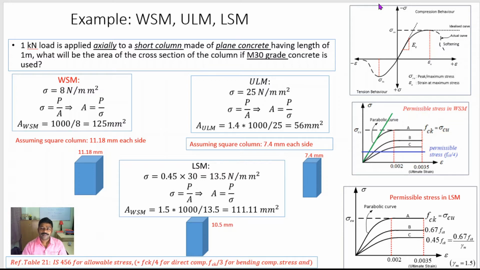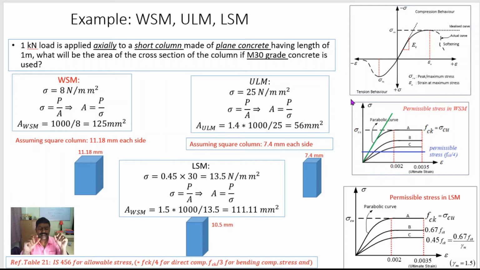Now as per our working stress design philosophy, we should consider up to the linear part of the graph. Linear part means if you draw a tangent on the initial portion of the stress strain curve of the concrete, that part we will consider for our design. To ensure that, the working stress method says we should consider the permissible stress up to 1/4 of the compressive strength.